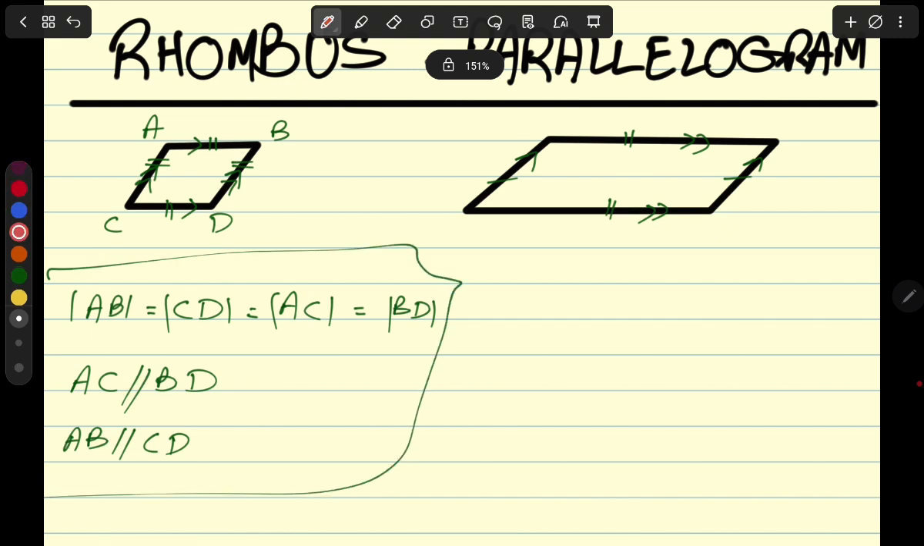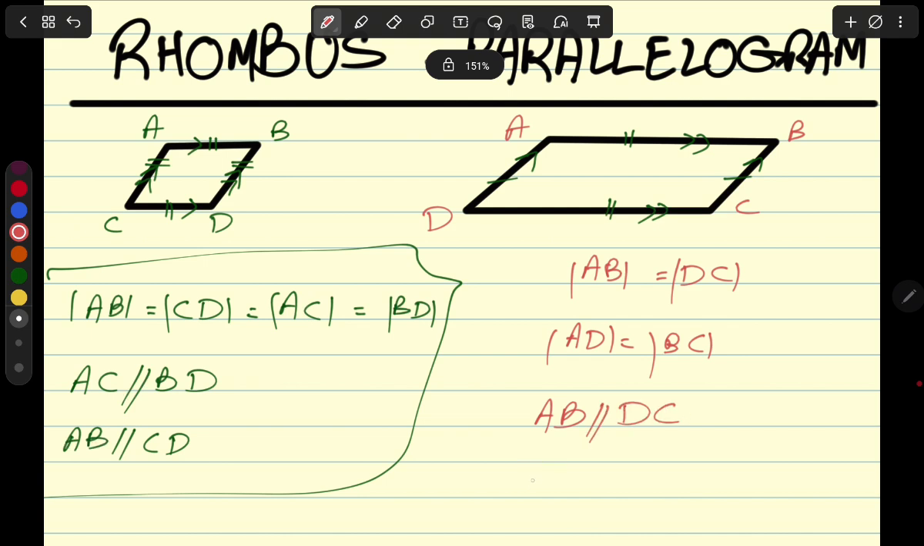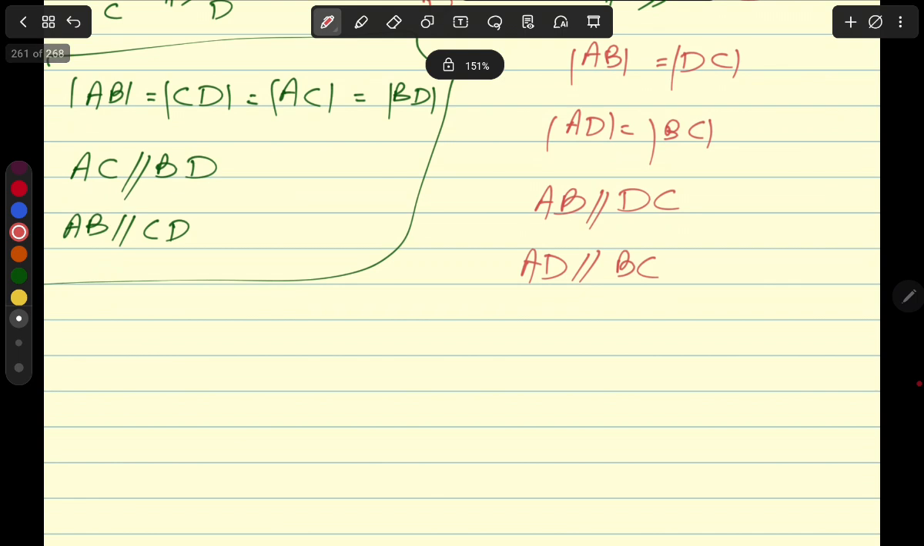Now, similarly, if you are given a parallelogram, and this is A, this is B, this is C, this is D, then the distance of AB is going to be equal to the distance of DC, right? That's one thing. And the distance of AD is going to be equal to the distance of BC. So these are two equations. And another two equations would be that the gradient of AB is the same as the gradient of DC, and the gradient of AD is going to be equal to the gradient of BC. So you can form four equations for a parallelogram as well, right?